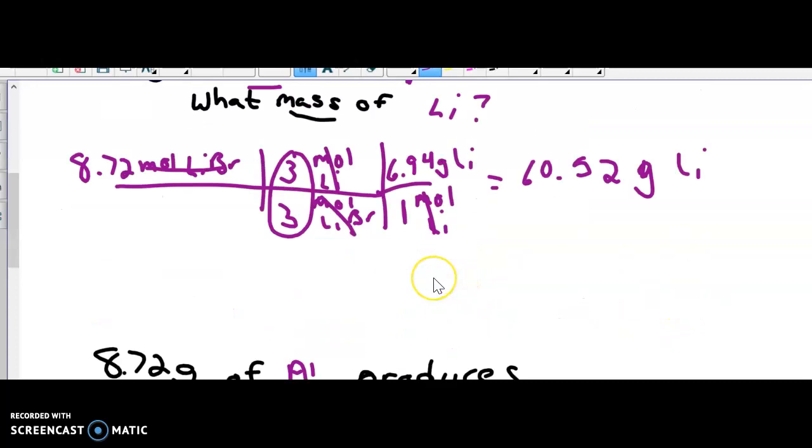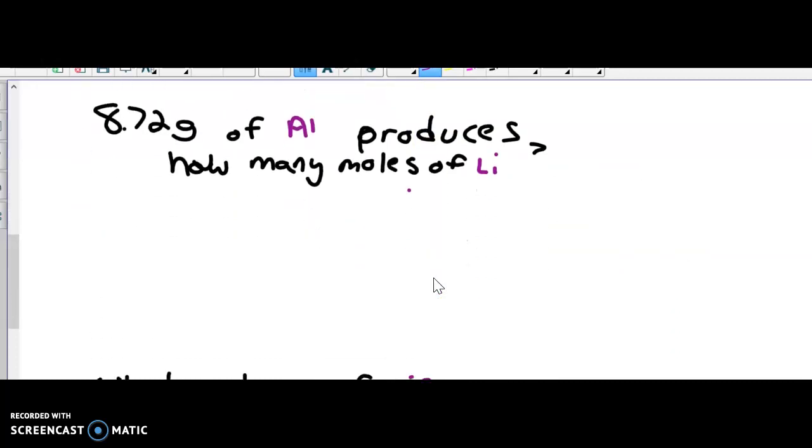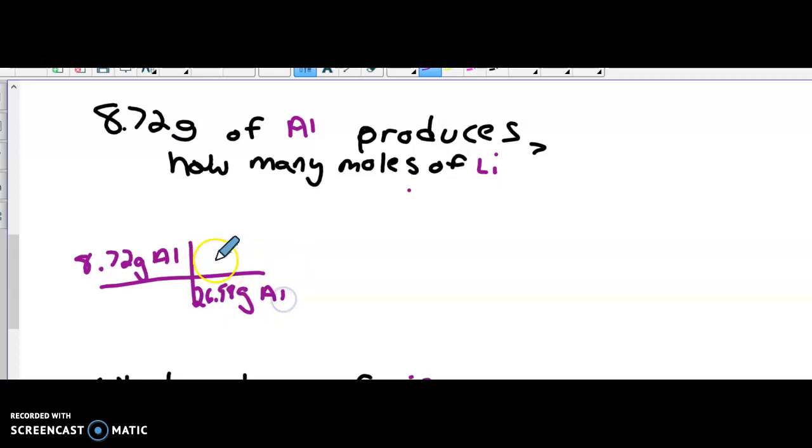All right, let's take another look. 8.72 grams of aluminum produces how many moles of lithium? So we start with 8.72 grams of aluminum. Our given is not in moles, so we're going to have to change it to moles. The molar mass of aluminum is 26.98 grams of aluminum in 1 mole of aluminum. So now we are successfully in moles of aluminum.